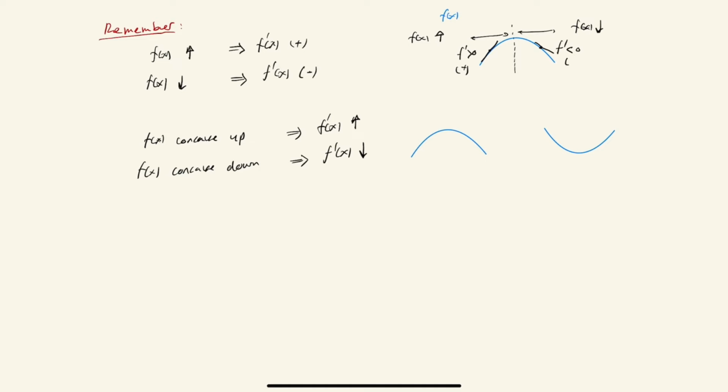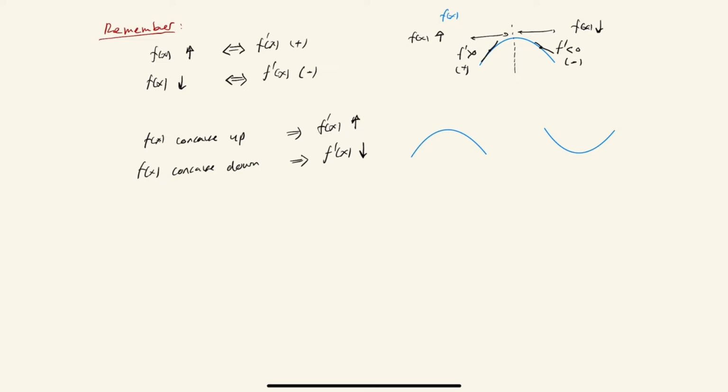Therefore, when f of x is increasing, f prime of x is positive, and when f of x is decreasing, f prime of x is negative. This is also the other way around. So if f prime of x is positive, that means f of x is increasing.